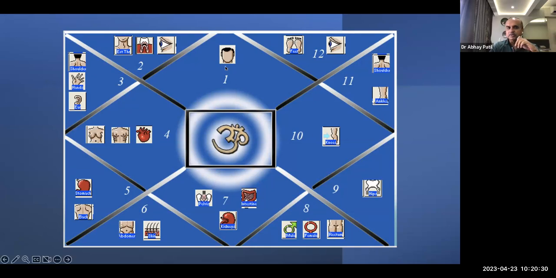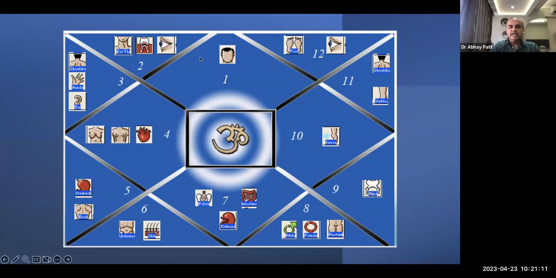So the first house is you, the second house is your family, or throat, teeth, eyes. The third house is your shoulder, hands, ear, or your siblings. It's your courage. It's also your communication. The fourth house is your mother, chest, heart, your house of comfort. So any planets in the fourth house will affect your house of comfort. It could be positive or negative. In the same way, you just need to understand these 12 houses and the planets present. You know what is making you comfortable, what is making you uncomfortable.